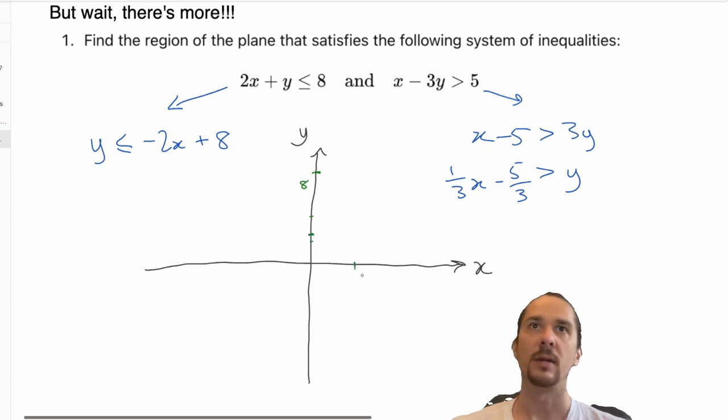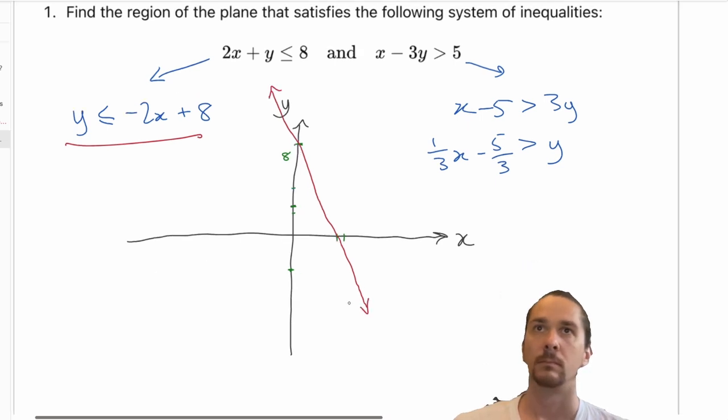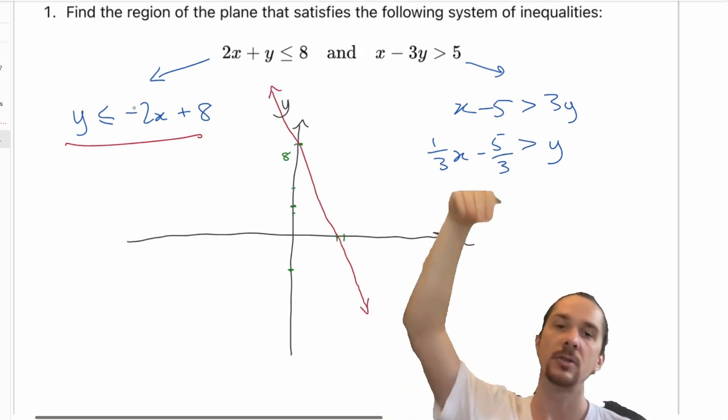That can be 4 there. And if that's 4, then that means that's 5. Oh, so negative 2 1/3 is going to be down here. Firstly, from the left-hand side here, there's our first line. And y is going to be less than or equal to negative 2x plus 8, so we're going to be below it.